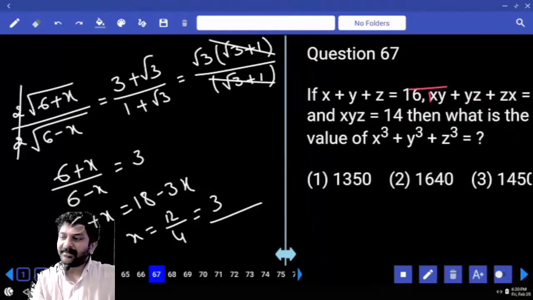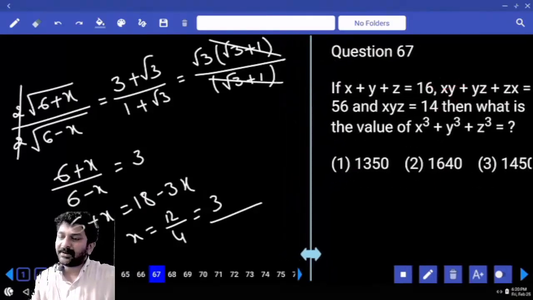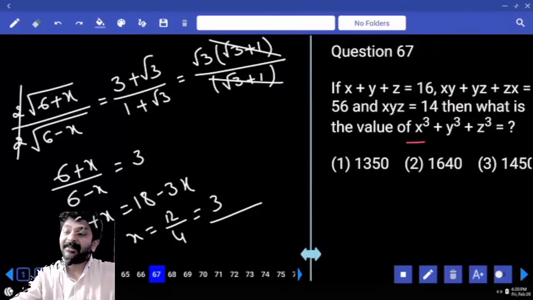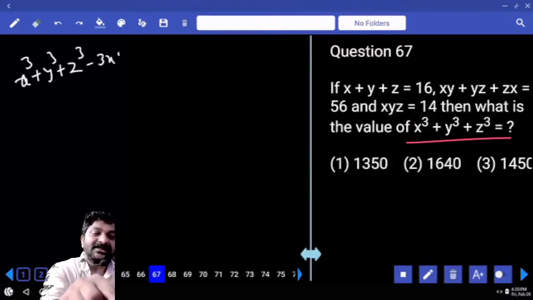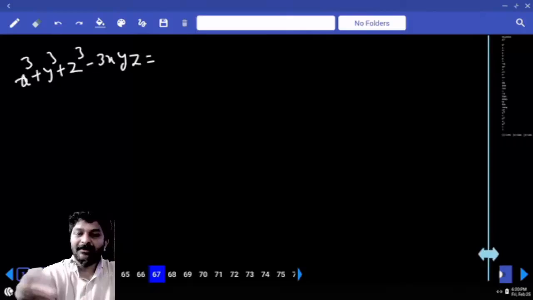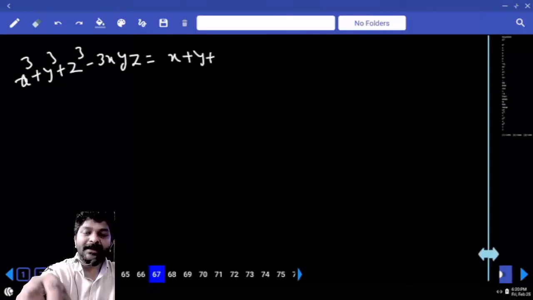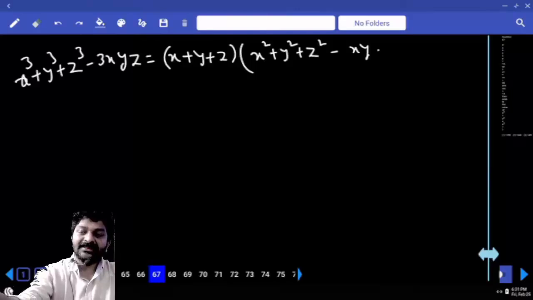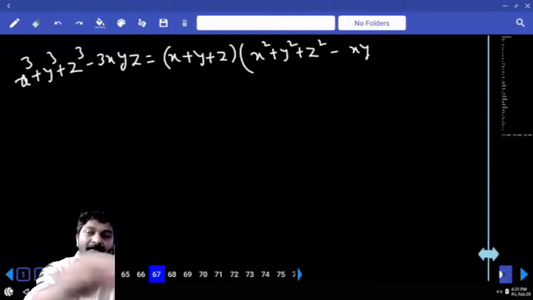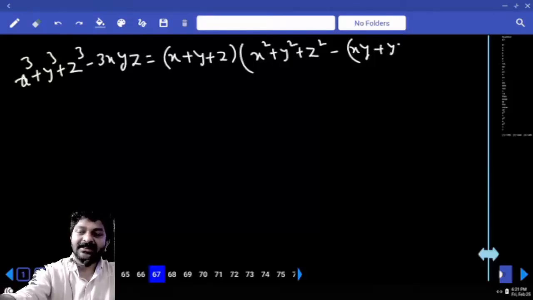Next, 67. Yes, multiple times we have verified this. x plus y plus z is given, xy plus yz plus zx is given, xyz is given. We were asked to calculate this value, right? x cube plus y cube plus z cube minus 3xyz is equal to (x plus y plus z) into (x square plus y square plus z square minus (xy plus yz plus zx)), correct?